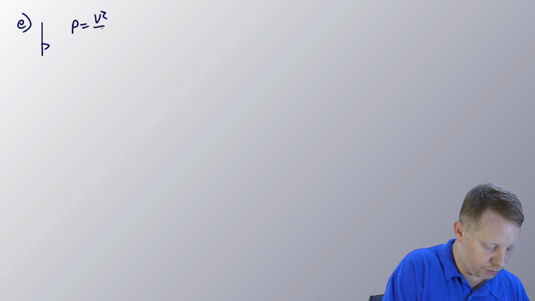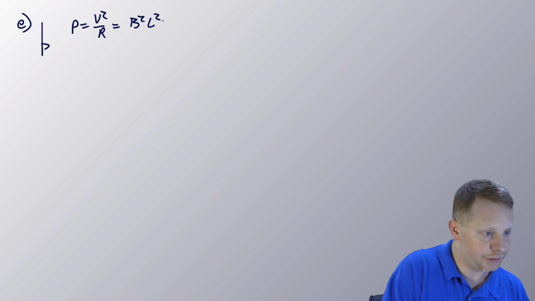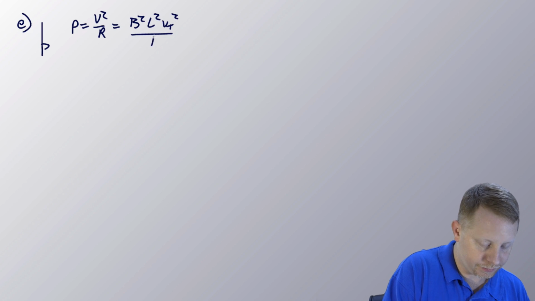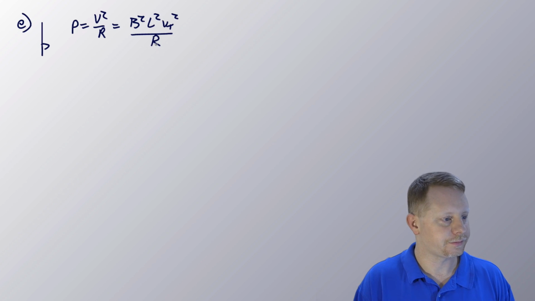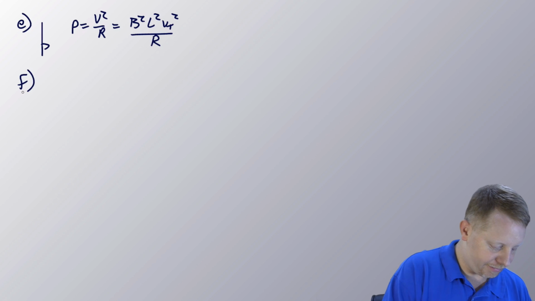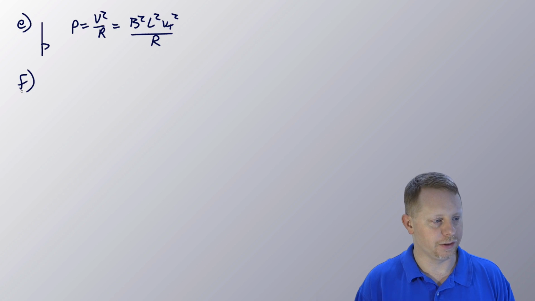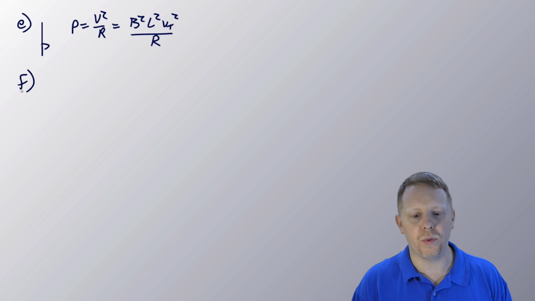So for E, power equals V squared over R, which is going to be B squared L squared Vt squared over R. Really just plugging into our power formula with what we know. And then F, everybody's favorite part. Using your differential equation from part C, derive an expression for the speed of the falling bar, V, as a function of time t.